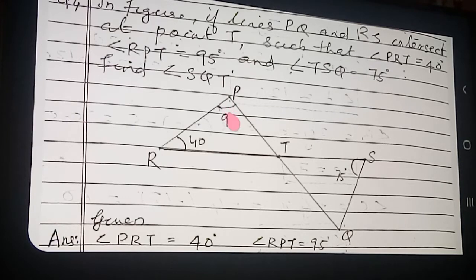Angle P is this one. How much is given? 95. PRT, the short name is angle R. How much is given? 40 degrees. So you want to find out this third angle first. In a triangle, the sum of all angles is 180. Angle P and angle R are known, so very clearly you can find out this angle, angle PTR, first.